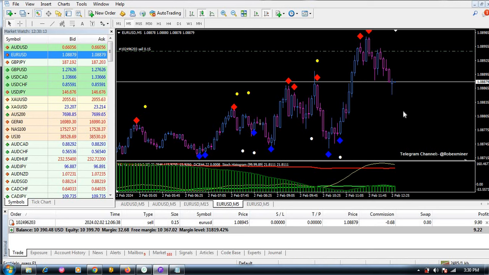Okay, if you get the buy signal, then you have to go for a buy trade. Okay, this is my strategy, my own developed indicators. Hopefully you will love it.